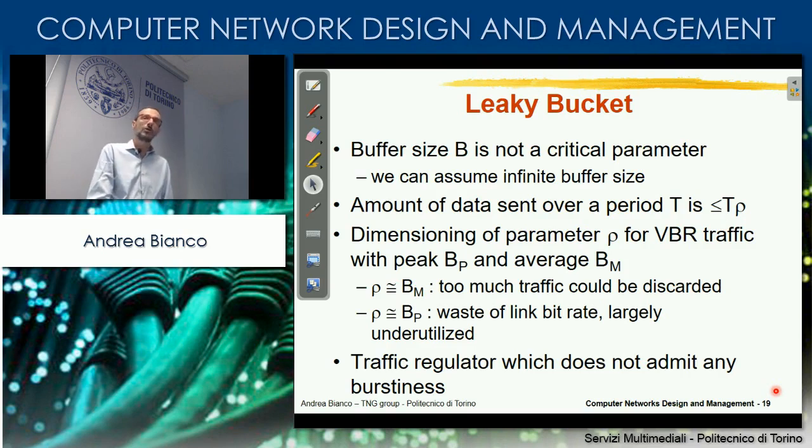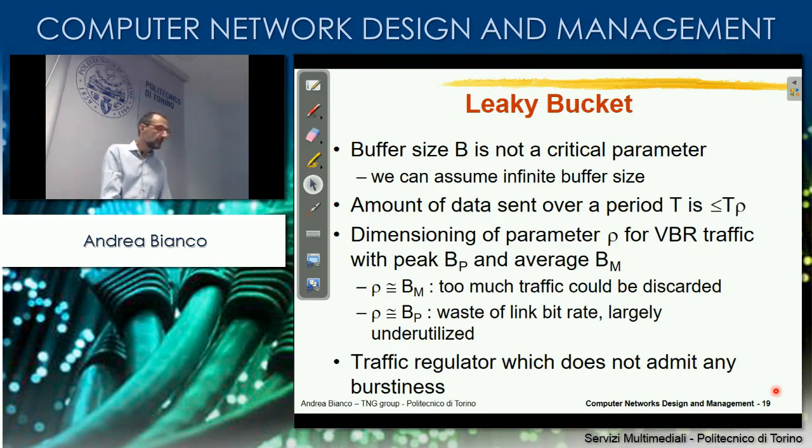On the other hand, if you assume for rho the peak rate, you will waste a huge amount of bandwidth because you are accounting for this VBR source, which on average is running at VM, for a peak rate, which is the rate that you allocate, equal to VP. And you know that the ratio between peak and average can be up to 10 or 100. So basically, this type of traffic regulator is not really admitting any burstiness, and is not suited to deal with the VBR source. So we need to extend this model.